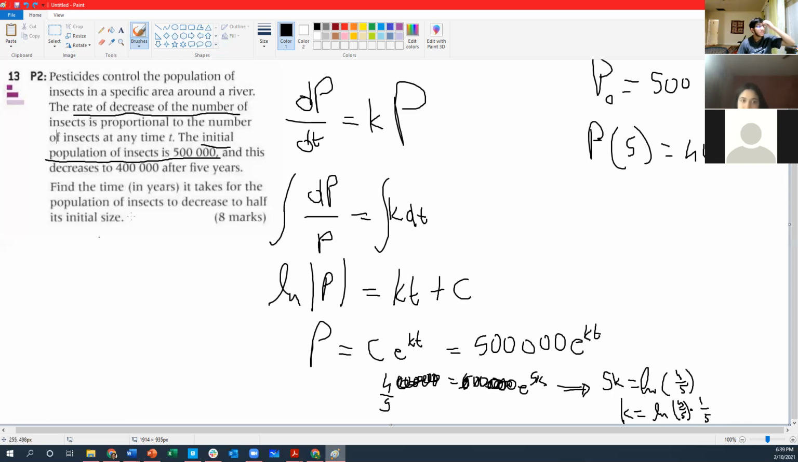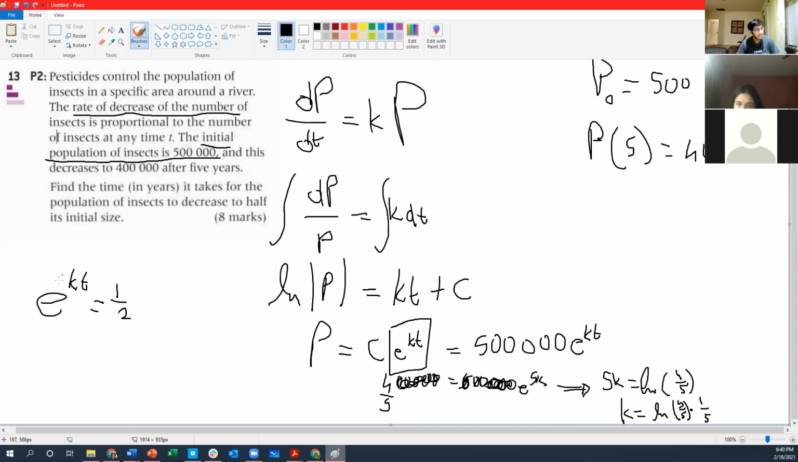So now it asks, find the time it takes for the population to decrease to half its initial size. So we're not even concerned with what C is. What we need is e to the kt to equal 1/2. Does that make sense? We just need e to the kt to equal 1/2 because that means that our initial population would have decreased by 1/2.